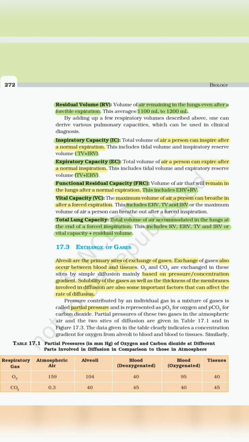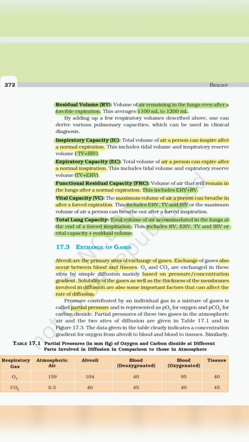Vital capacity. The maximum volume of air a person can breathe in after a forced expiration. This includes ERV, TV and IRV, or the maximum volume of air a person can breathe out after a forced inspiration. Total lung capacity. Total volume of air accommodated in the lungs at the end of a forced inspiration. This includes ERV, RV, TV and IRV, or vital capacity plus residual volume.